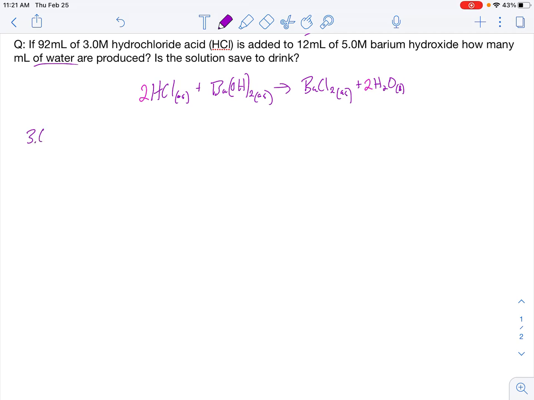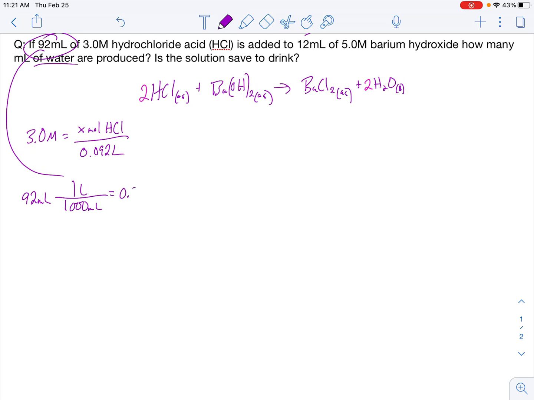So if I have a 3.0 molar concentration and I'm looking for how many moles of HCl I have here, I could set up some type of formula like this. Notice how I quickly converted that. You would need to show that. All right, so we have 92 milliliters, 1,000 milliliters is 1 liter. We get 0.092 liters. Your calculation for molarity is moles over liters, so make sure that you're doing that formula. This gives us how many moles of HCl are actually produced here. And in my calculation, that comes out to be 0.276 moles.